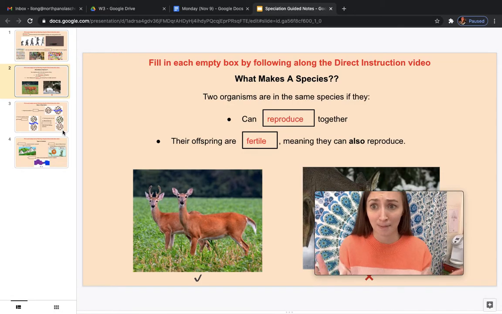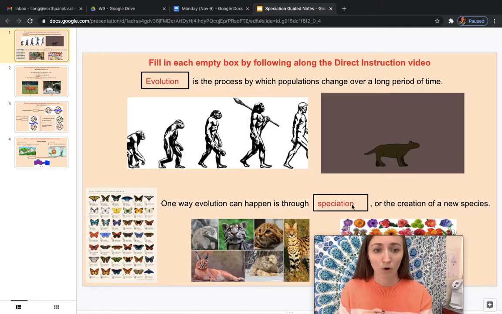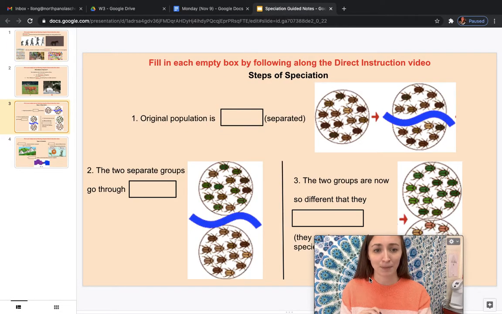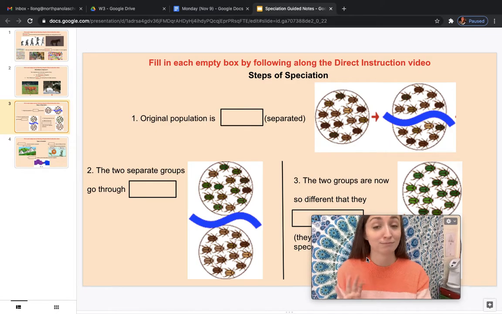Okay, now that we got that part settled, let's actually talk about speciation, or the creation of a new species. So how does that happen? Because that sounds like it might be complicated. It's not. It's pretty easy. There are three major steps that have to take place. First, we have this original population. For this example, we're going to use beetles. So we have a population or a group of a species of beetles living in one area. They're living in one group.